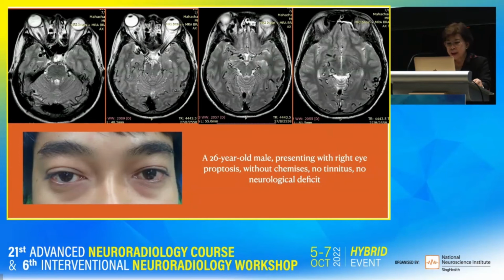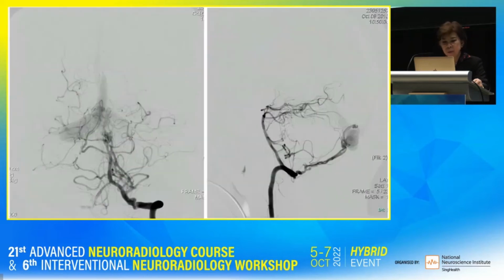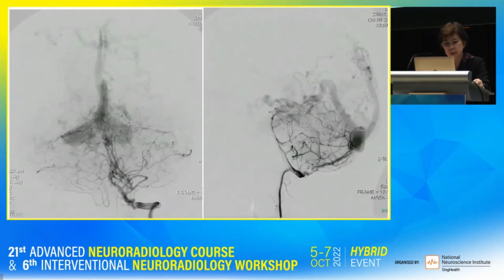This case is a 26-year-old male who came in with a clinical picture looking like CCF, but the patient complained about proptosis, with no chemosis and no tinnitus. On the MRI, there is significant dilatation of the superior ophthalmic vein, and a lot of dilated veins. We brought the patient in for angiogram, and you can see that there is a shunt at about the torcular and sinus junction, with reflux.